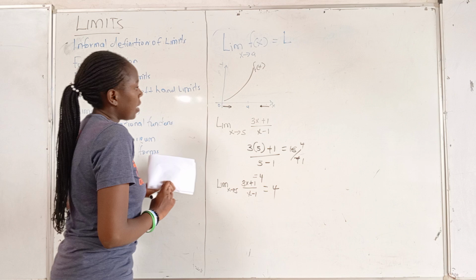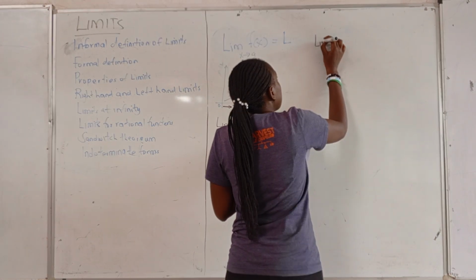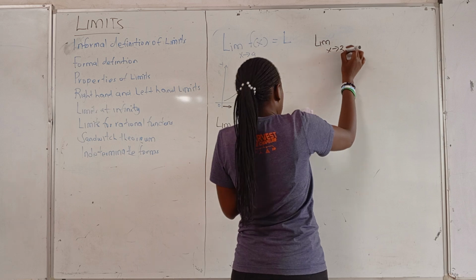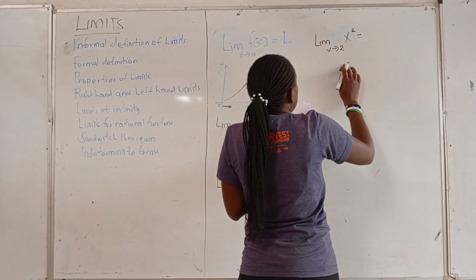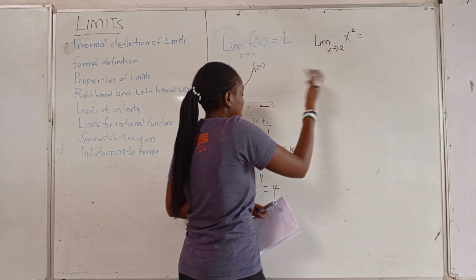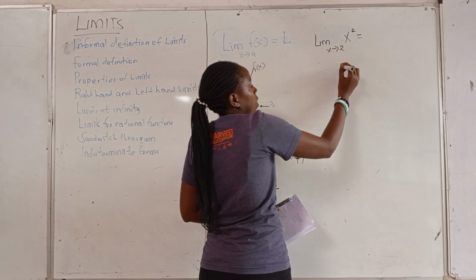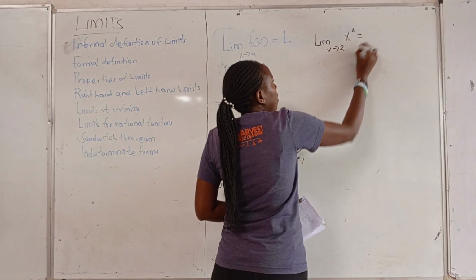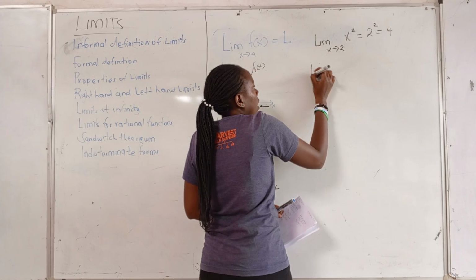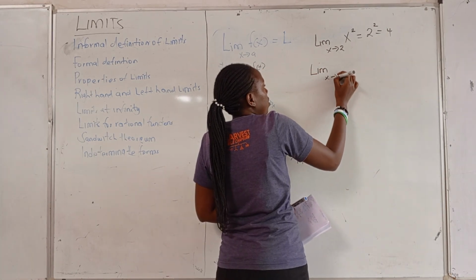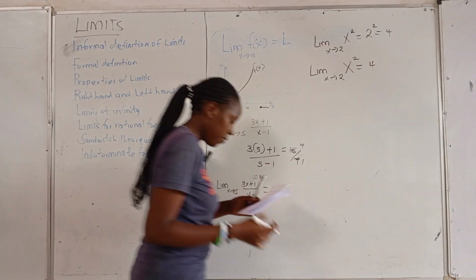Okay. The next example is the limit as x approaches 2 of x squared. What is it? So we'll just replace, just like the previous example, x with 2, and this will be 2 squared, which is 4. So the limit as x approaches 2 of x squared is equal to 4.